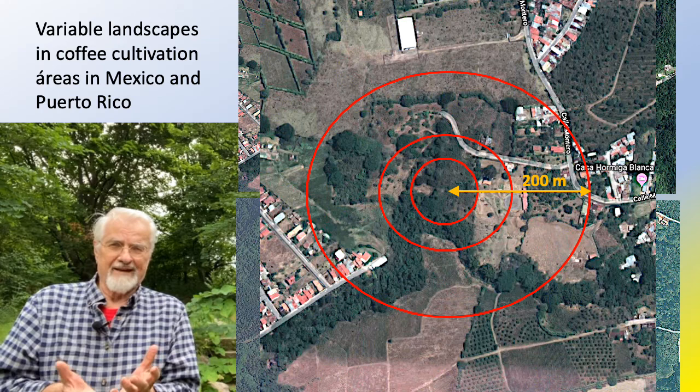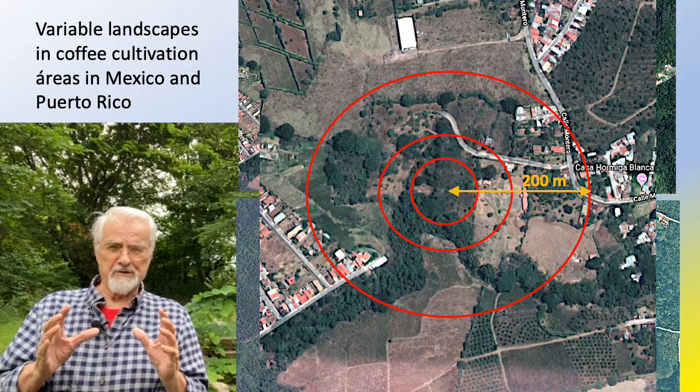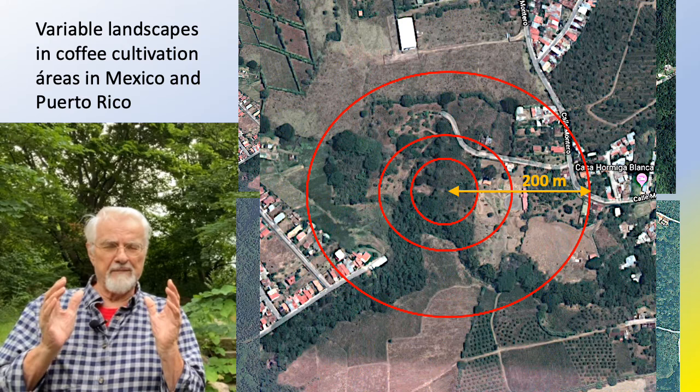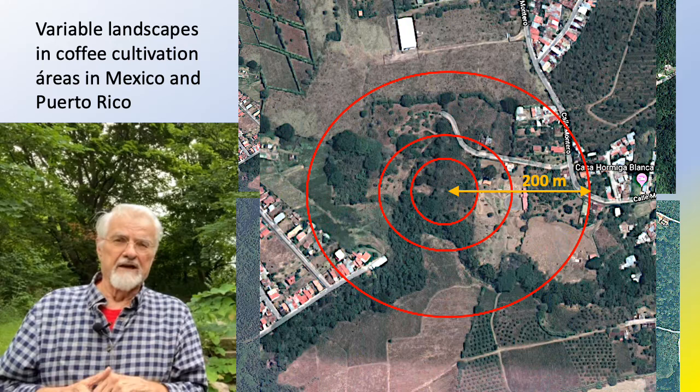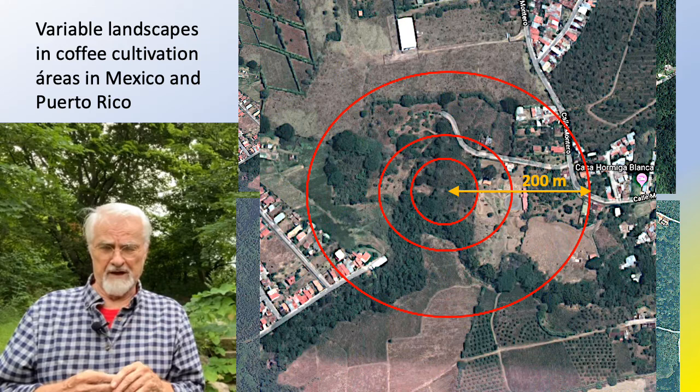The details aren't important for our purposes here, but they had different measures of what the landscape variability was at different levels of examining the landscape around each of a bunch of different farms. This was all in one province in Costa Rica, and this was before the big rust, before the 2012 epidemic of rust when it hit.